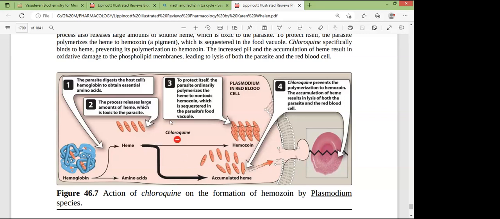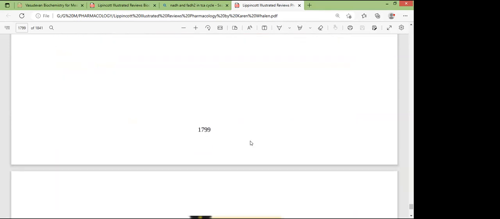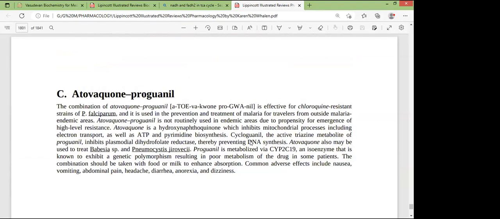So if we've prevented heme from being converted to hemozoid, heme will build up. And remember, we said this heme part has a high oxidative potential. So that accumulation of heme will lead to what? The lysis of both the red blood cells and the parasite, right? Once that lysis occurs, the parasite has gotten hurt, but we've also lost our RBC. So I want you to know that heme has a high oxidative potential.